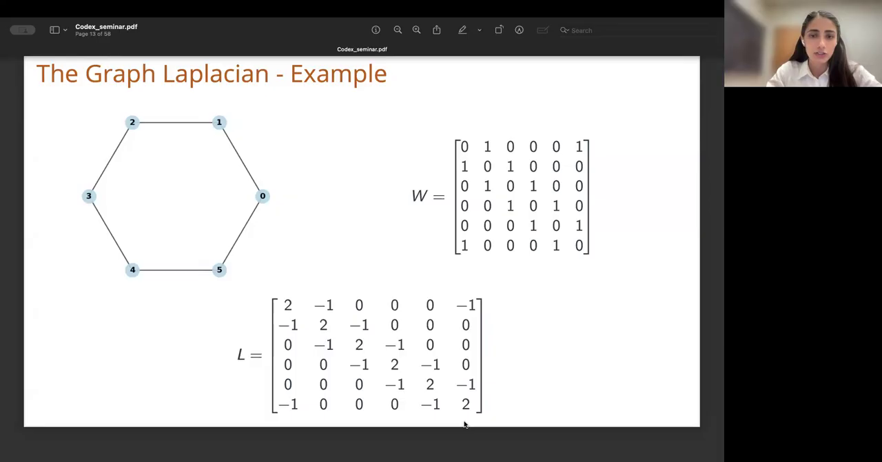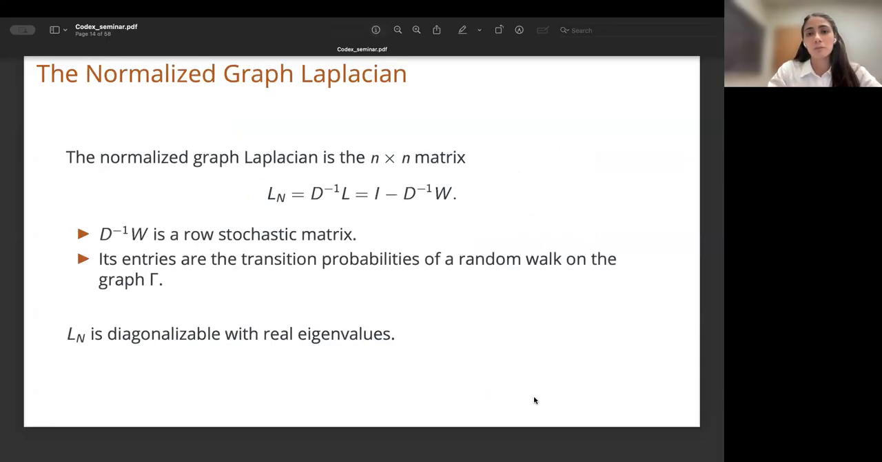Okay. So this is nice, and in this case, this graph is very nice because each vertex has two neighbors. But it could happen that you have graphs where one of the vertices has too many neighbors, and that can create some imbalances. So we fix this by normalizing the graph Laplacian. So what we do is that we multiply on the left by the inverse.